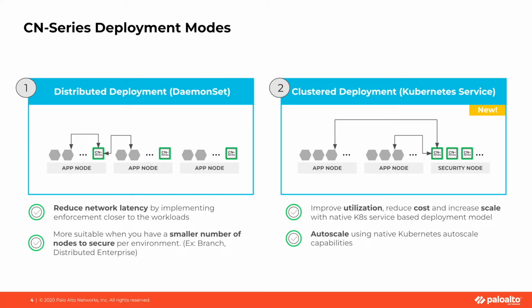And the reason for this is that CN-Series is deployed as close to the workload as possible in the distributed deployment model. We followed this up in a future release with the clustered deployment model, in which CN-Series is deployed as a Kubernetes service.